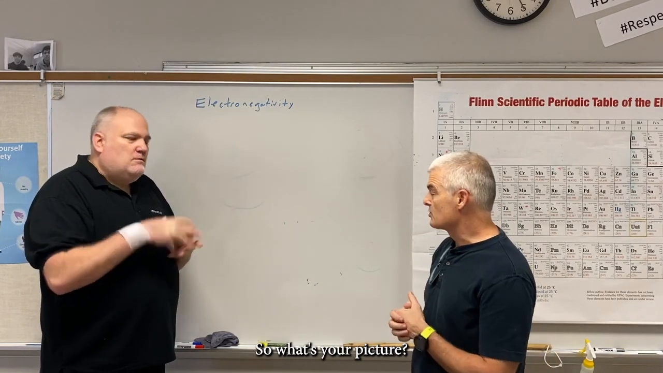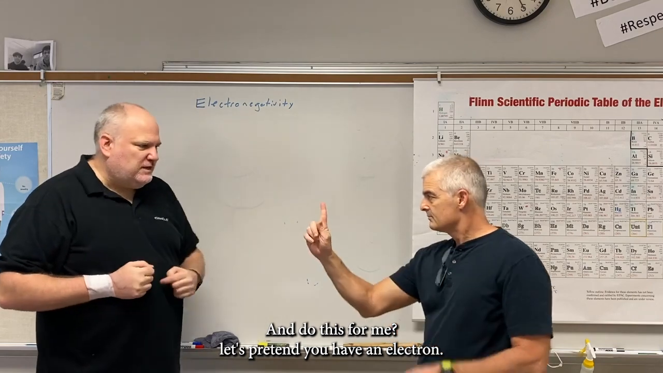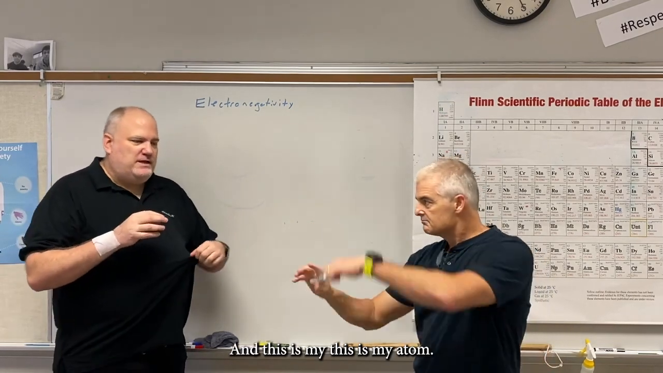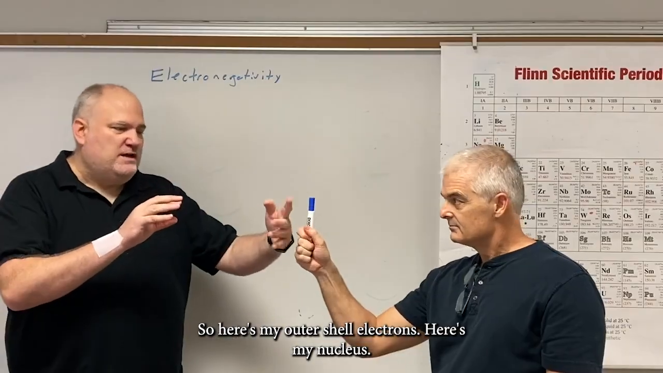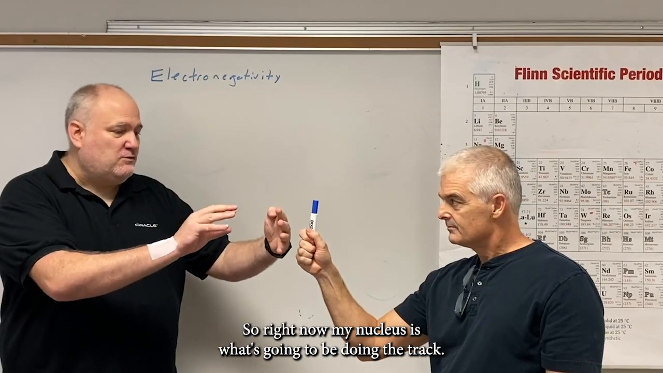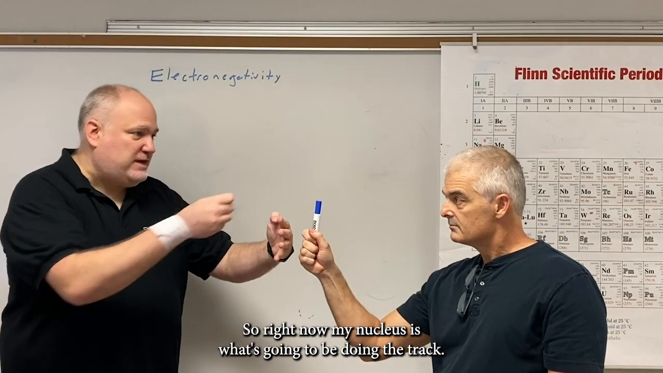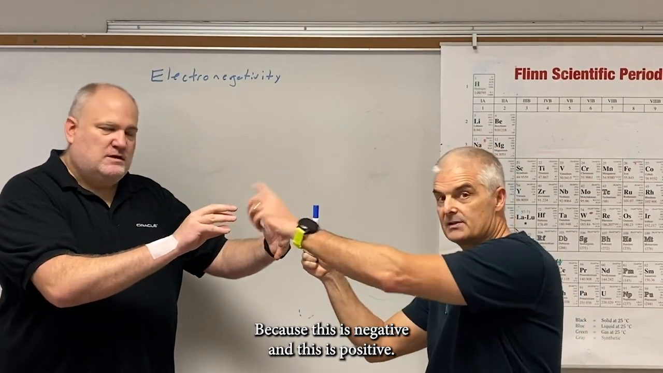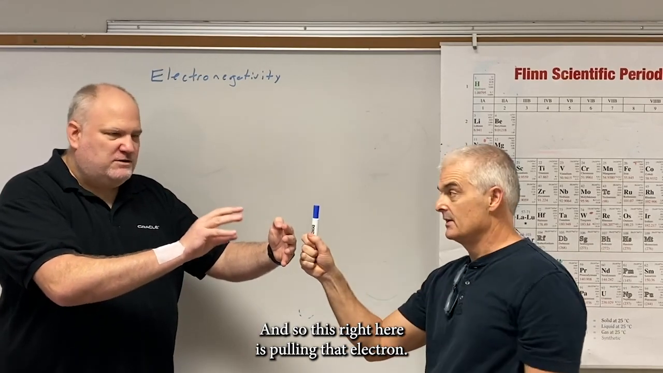So what's your picture? Do this for me. Let's pretend you have an electron. So that's the electron that I want to grab, right? And this is my atom. So here's my outer shell electrons. Here's my nucleus. So right now, my nucleus is what's going to be doing the attracting, right, because this is negative and this is positive. So this is what's attracting and pulling. So this right here is pulling that electron.